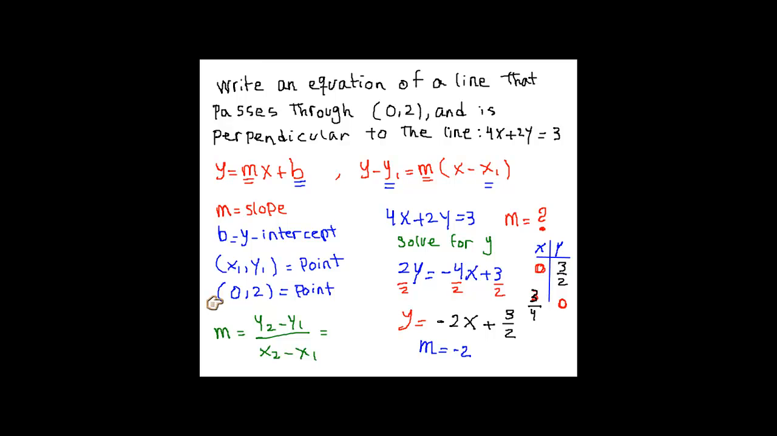The easiest way would be to simply solve for y and get it into the form of y is equal to mx plus b. Okay, so if the slope of this reference line here is -2, since the two lines are perpendicular, what is the slope of the line that I'm looking for?